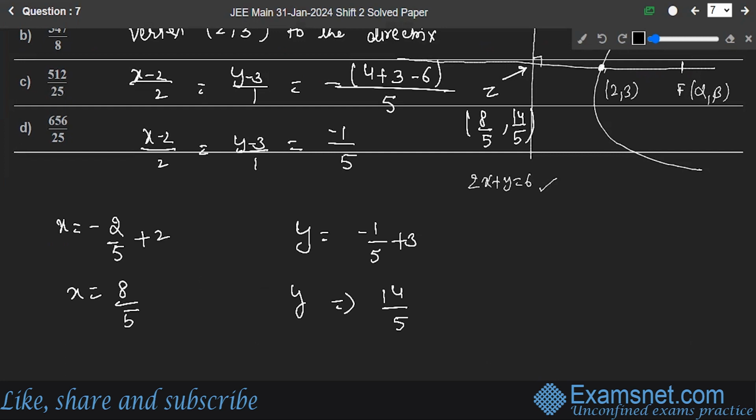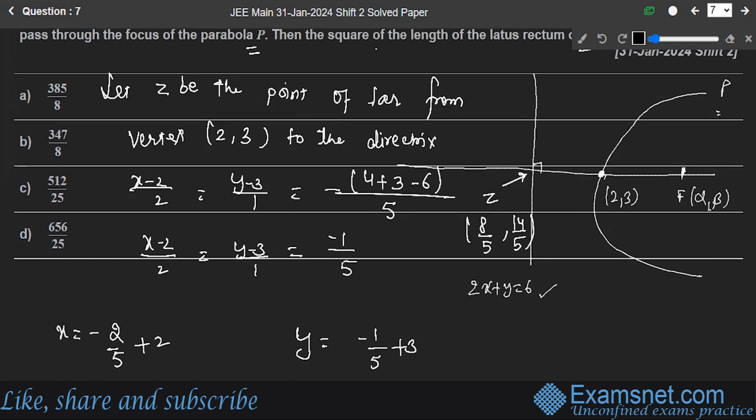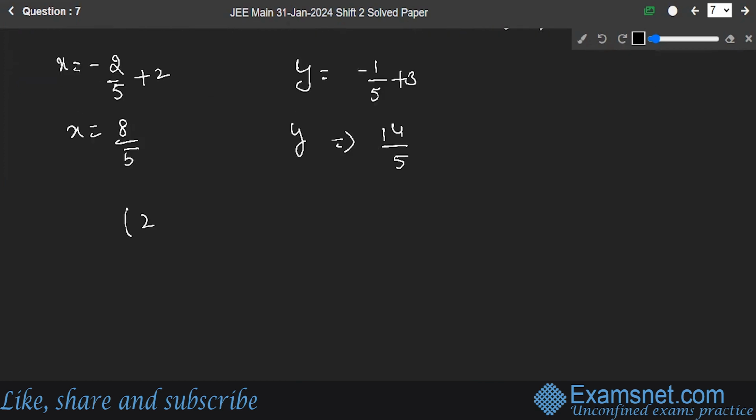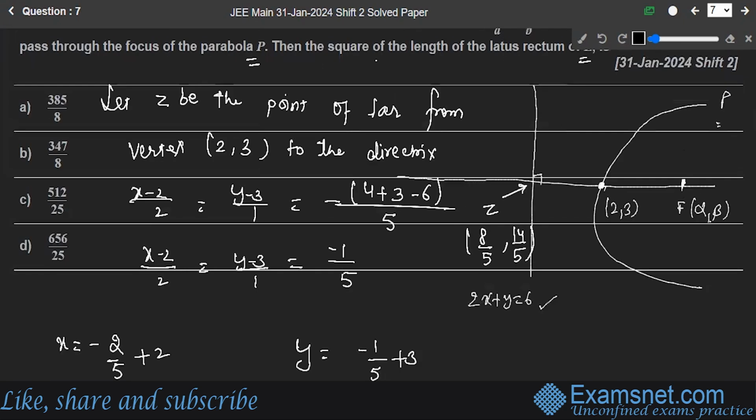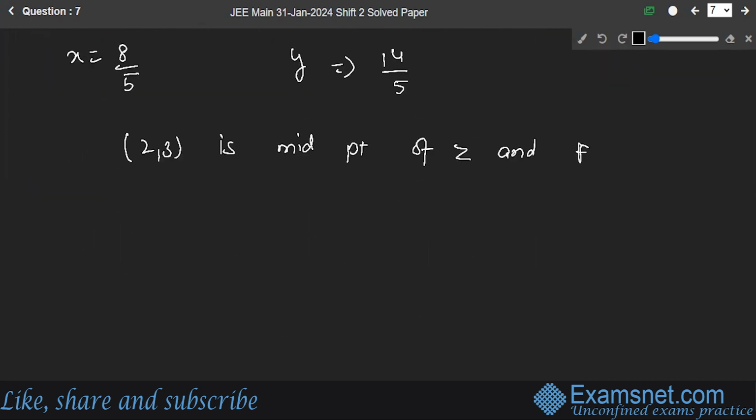Okay. Now, 2, 3, this is the midpoint of this z and the focus. Let's say the focus is alpha and beta. So 2, 3, let's write this as well. This vertex is the midpoint of z and the focus. So alpha, beta, I can calculate this because this is a 1:1 ratio.